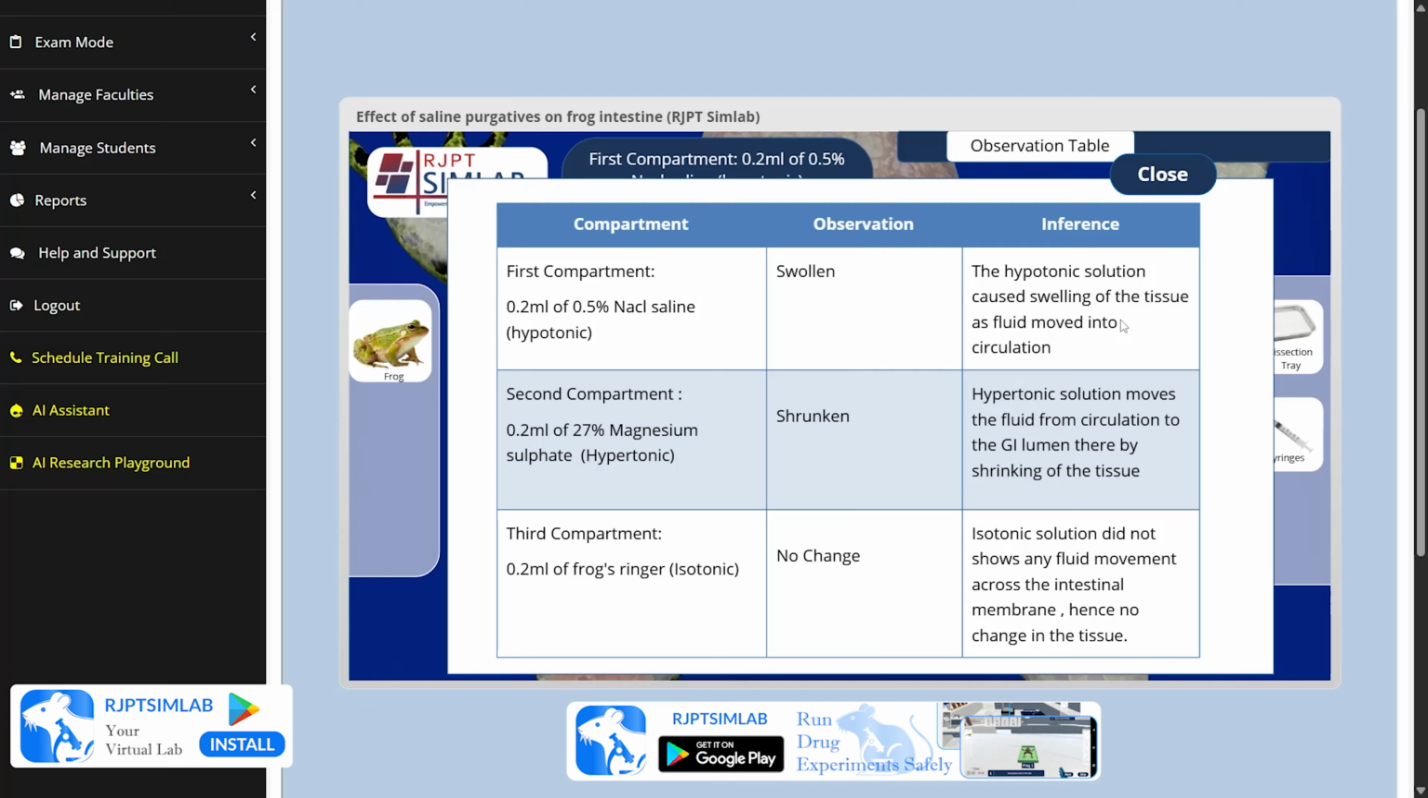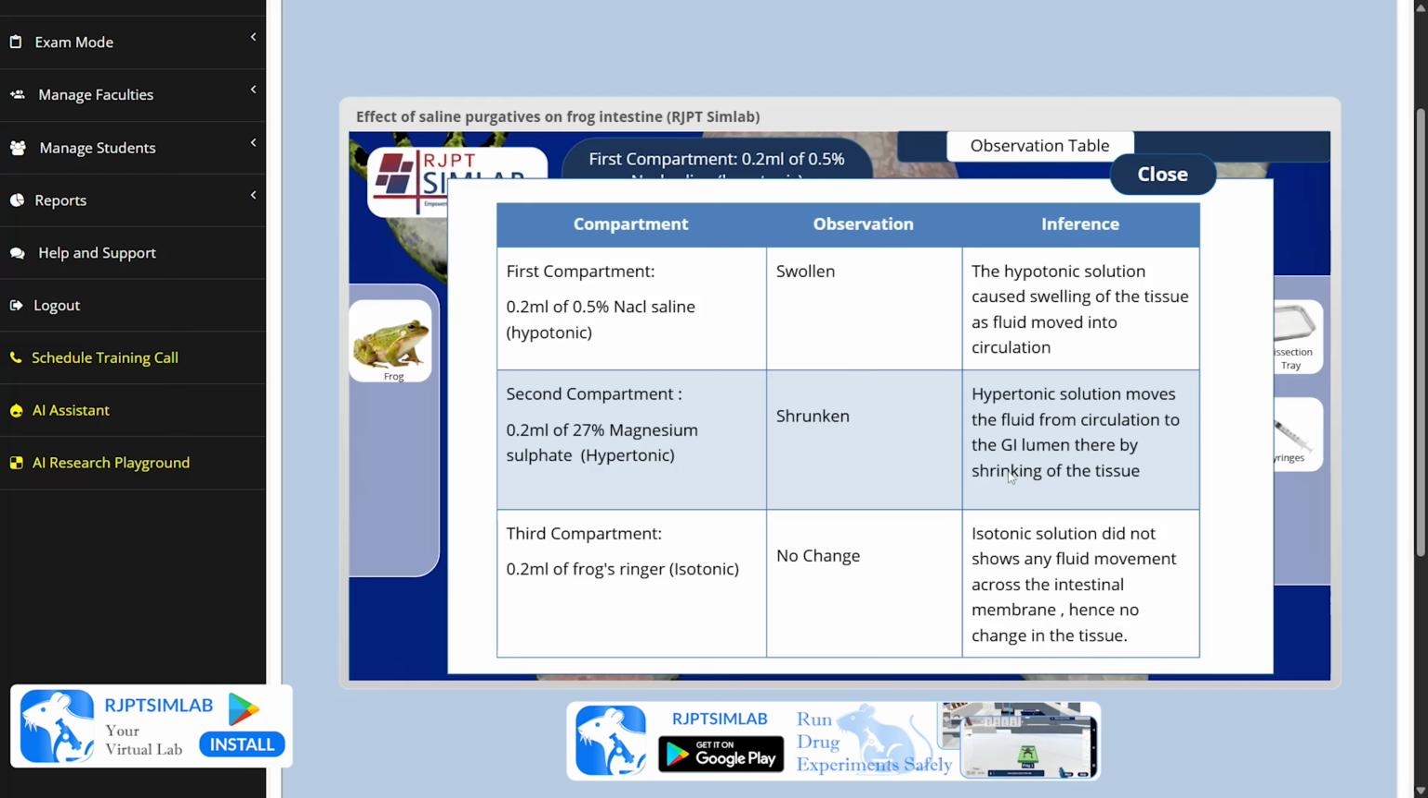fluid inside the lumen. The second compartment, in which we have injected 0.2 ml of 27% magnesium sulfate, which is our hypertonic solution, has shown shrinking, which means the hypertonic solution moves the fluid from circulation to the GI lumen, thereby shrinking the tissue. So by this, the shrinking of the lumen part has been observed. And in the third compartment, the 0.2 ml of Frog's Ringer solution, which is the isotonic solution, has shown no change because the isotonic solution did not cause any fluid movement across the intestinal membrane. Hence, no change in the tissue.